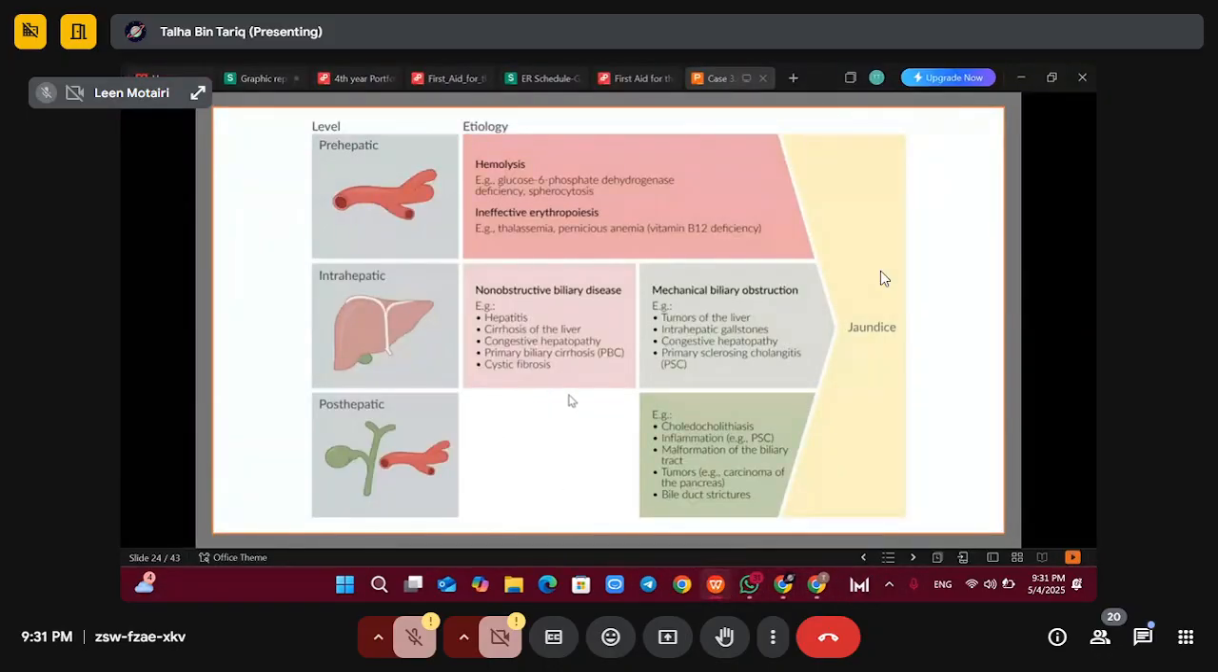Okay. So regarding the mechanical biliary obstruction, you have the tumors of the liver. There can be any tumor within the liver, or there can be intrahepatic gallstones, or there can be congestive hepatopathy. All of this. Then the post-hepatic ones are the problems in either the common bile duct or the cystic duct, right?